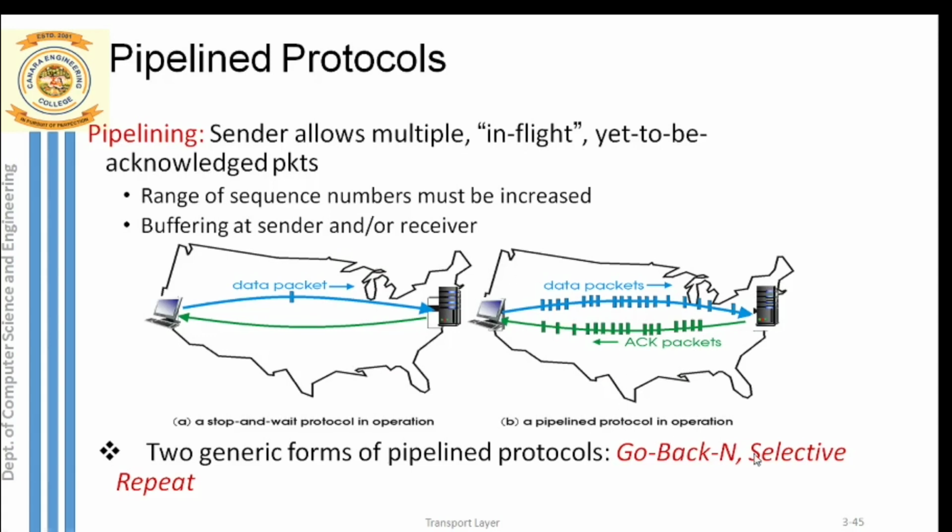We have two protocols for that. One is the Go-Back-N protocol and the other one is the Selective Repeat protocol. In the Go-Back-N protocol, you can see multiple packets are transmitted between sender and receiver. Similarly, in Selective Repeat also, multiple packets are transmitted between sender and receiver. Each of these protocols we will see in detail.